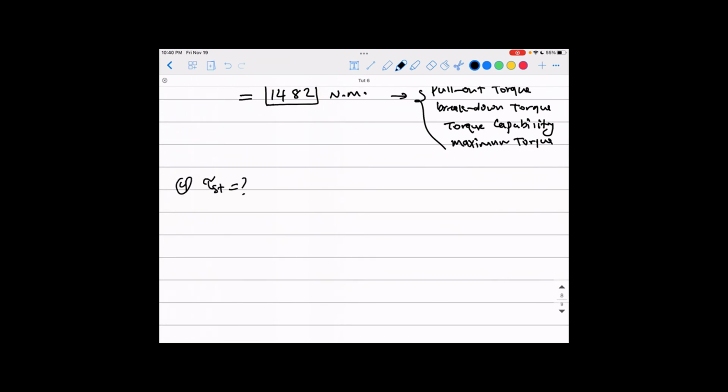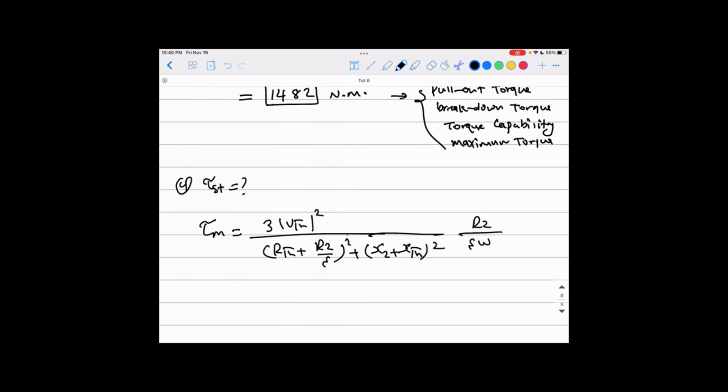How do you find the starting torque? Easy enough. Again, go to the same general torque-speed characteristics: 3 V Thevenin magnitude squared divided by R Thevenin plus R2 over S, squared, plus X2 plus X Thevenin all squared, multiplied by R2 over S omega S. Again, if you want to find any torque, find the corresponding slip.